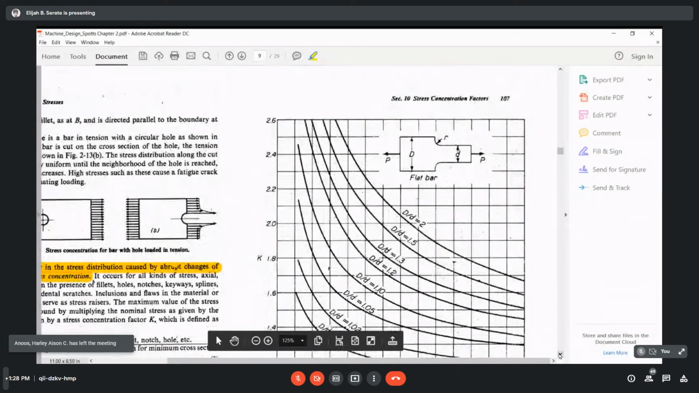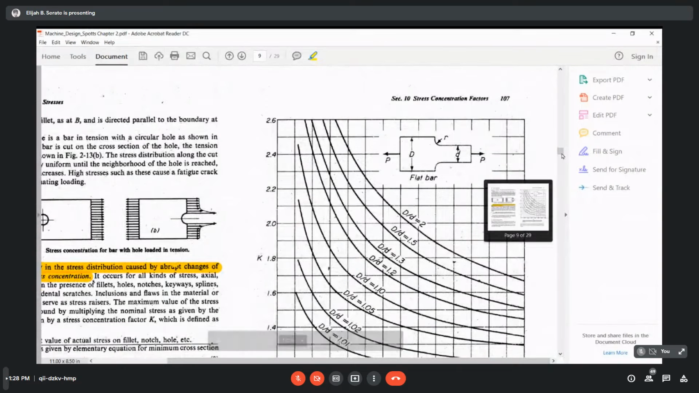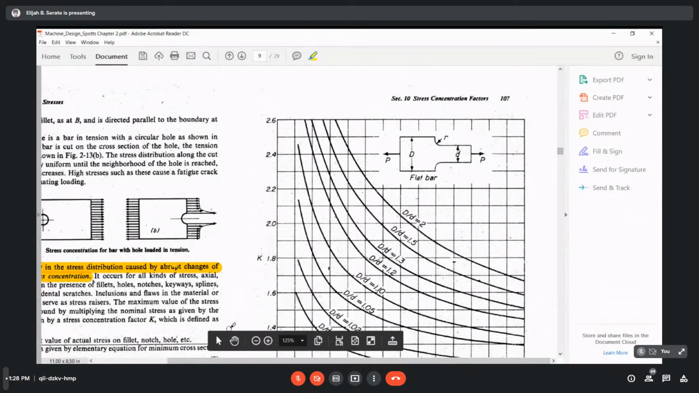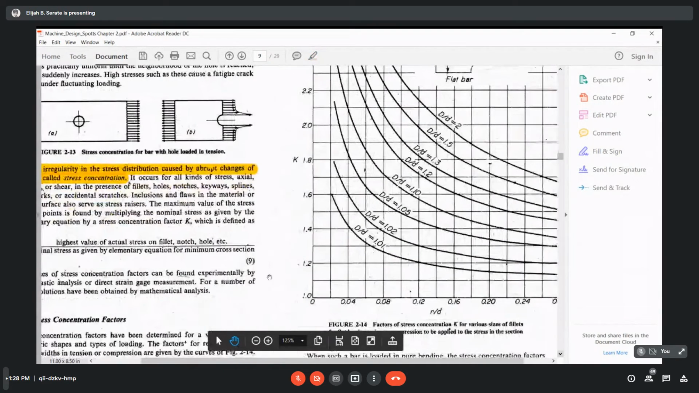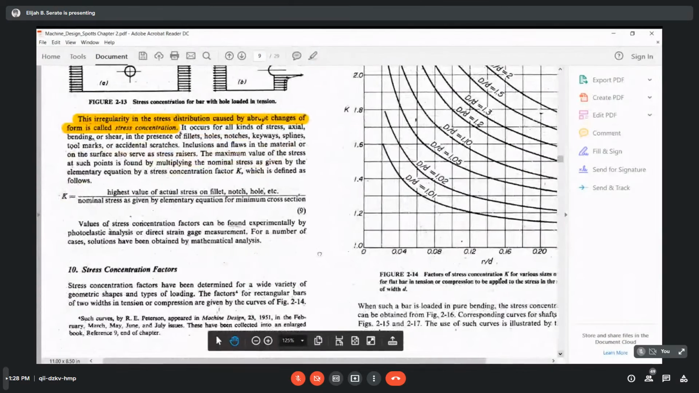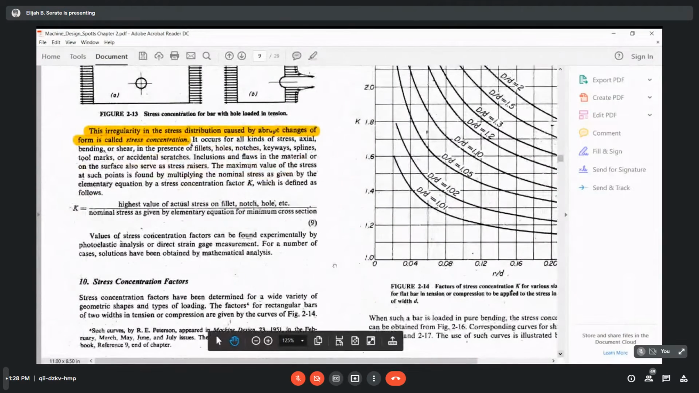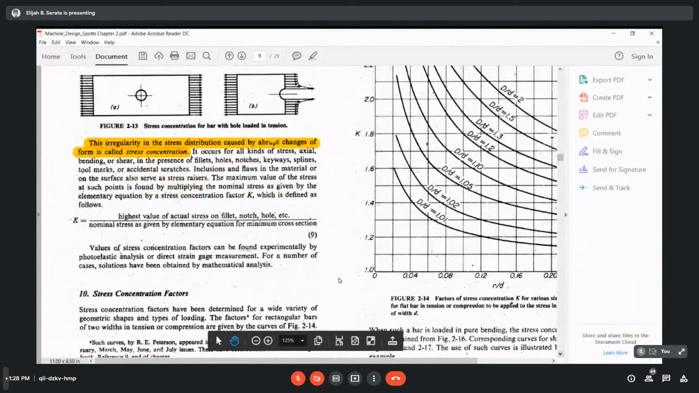Okay, so that is the meaning of stress concentration. As soon as there is an abrupt change, no? Abrupt change of cross-section, you would expect on the surfaces to have stress concentration. Meaning, the stress there is higher compared to the stress on the other part of the cross-section.